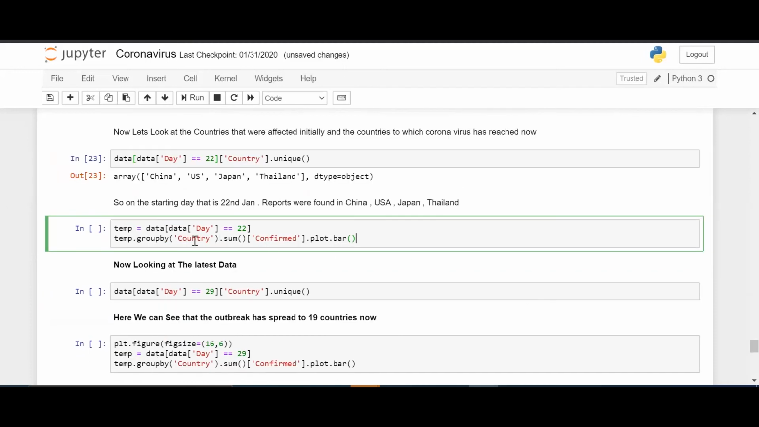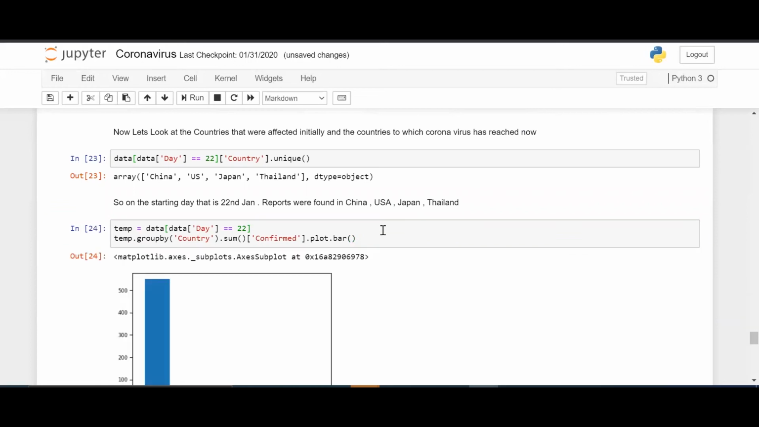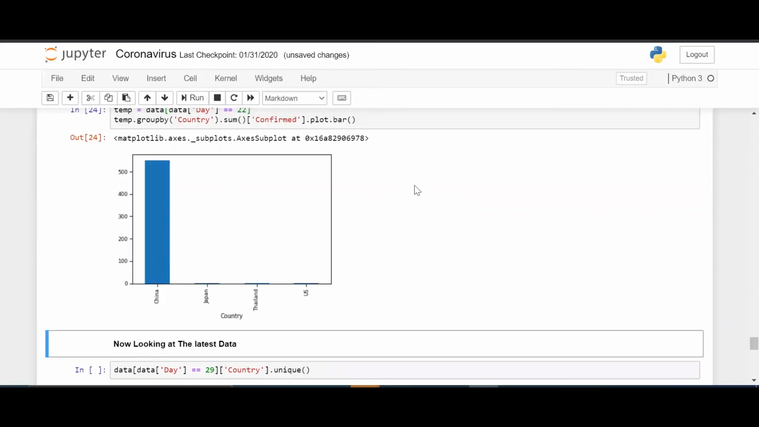Now let us group by the country and plot a bar plot of it for the date number 22. Right. So as you can see here, of the top 4 countries that have been identified, China has a huge spike in cases on day number 22, followed by Japan, Thailand, and the United States.